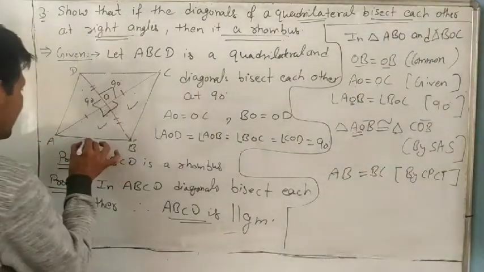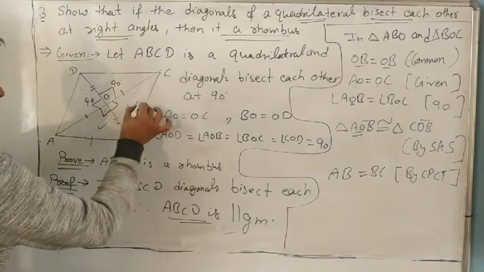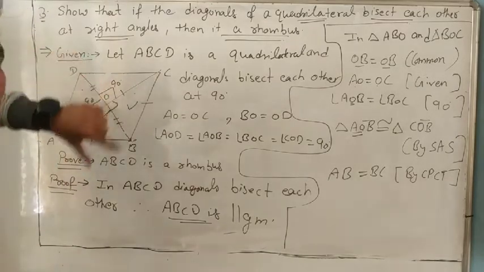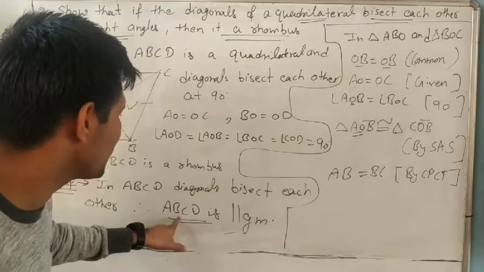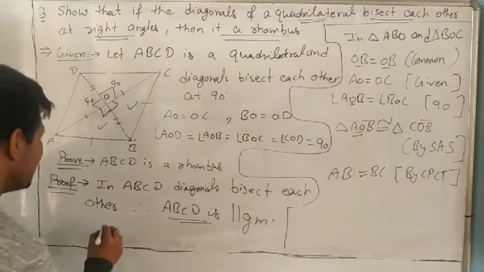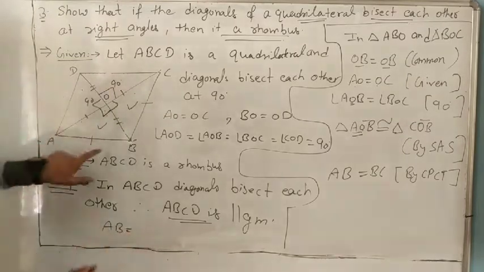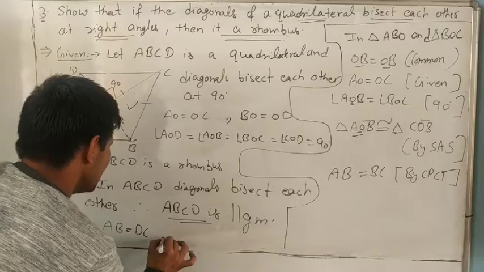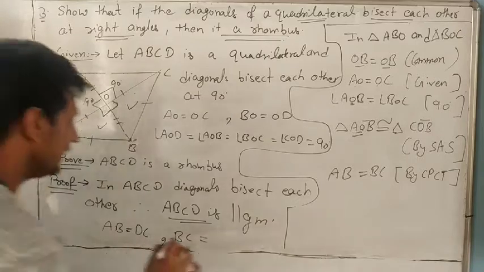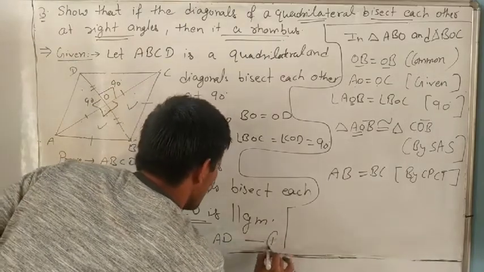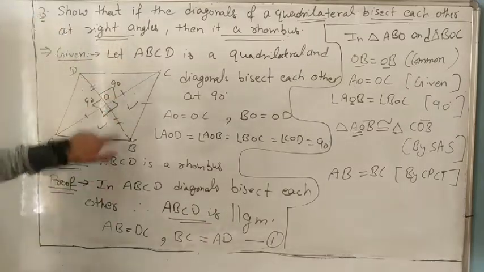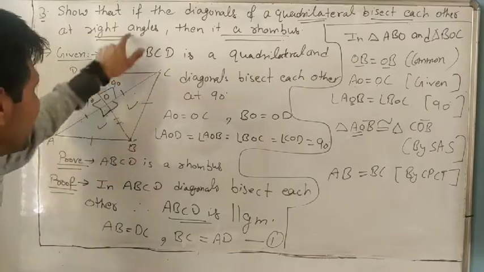CPCT we already know: corresponding parts of congruent triangles. So we already proved that AB equals BC. Now which sides remain? These two remain. No need to take others. We already proved that ABCD is a parallelogram. And if ABCD is a parallelogram, what does it mean? It means AB equals DC, and second, BC equals AD. Equation 1. Because we already proved that ABCD is a parallelogram, opposite sides are equal.